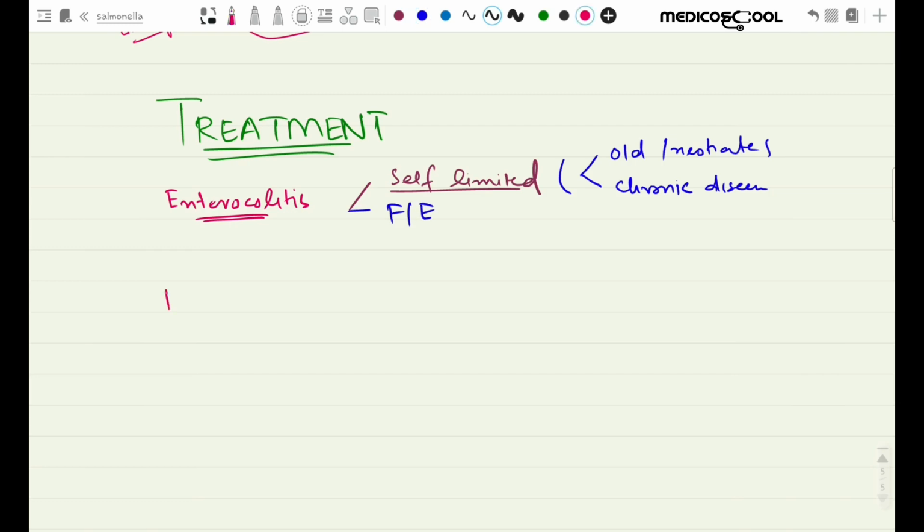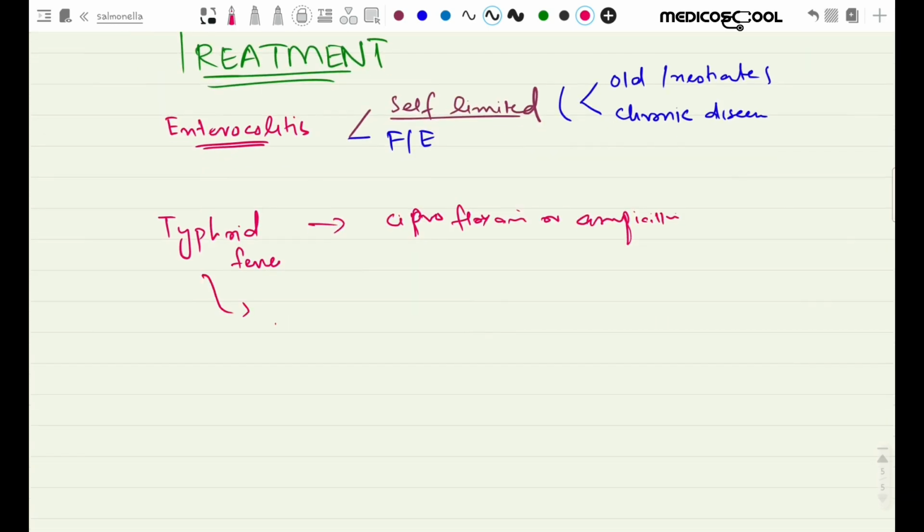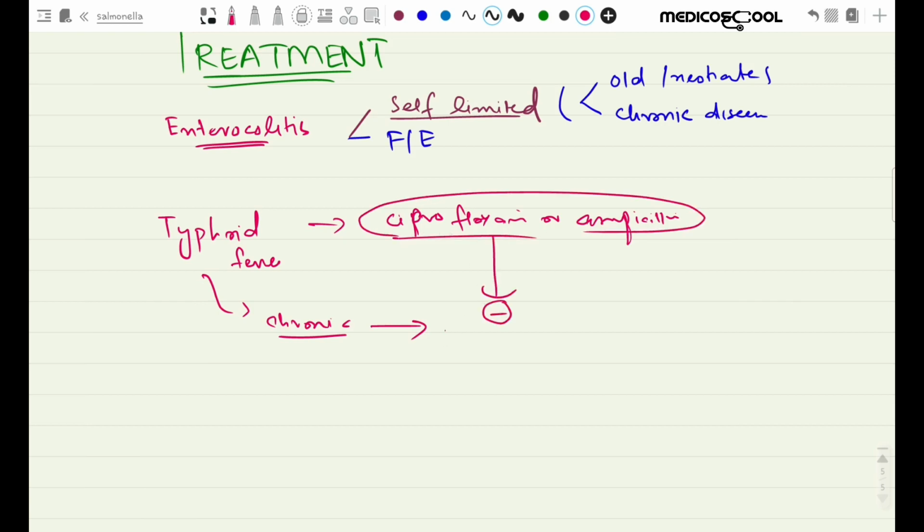Now the second one and the most important one is typhoid fever. For typhoid fever, we mainly use ciprofloxacin or ampicillin. And if someone is a chronic carrier of typhoid fever, then what do we do? Then we give them these two drugs, ciprofloxacin and ampicillin, and we also perform a procedure known as cholecystectomy.